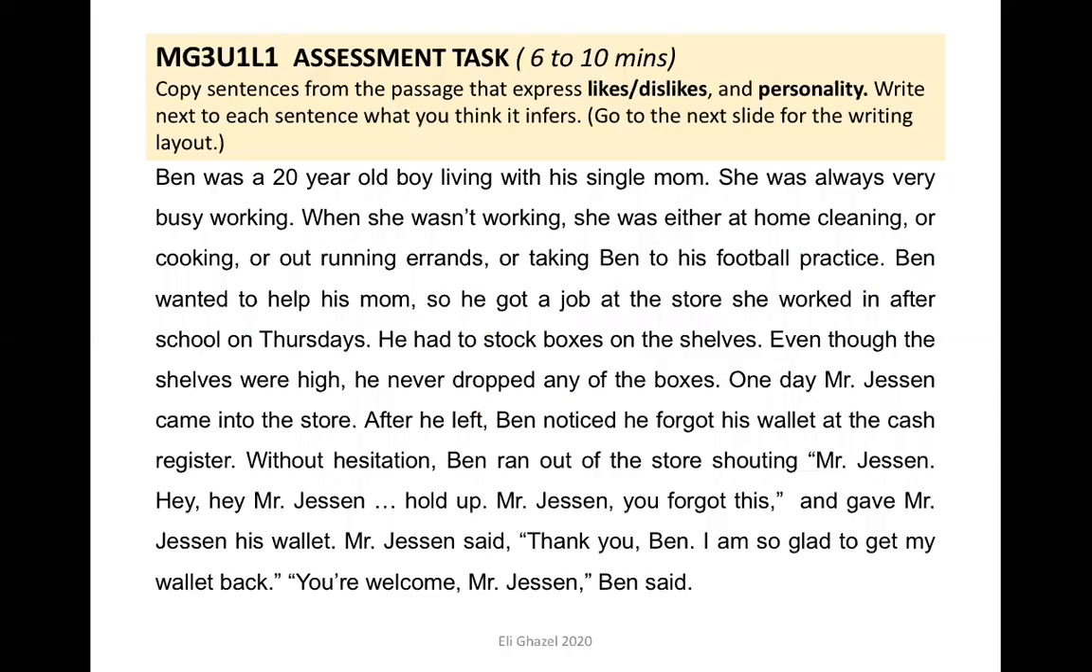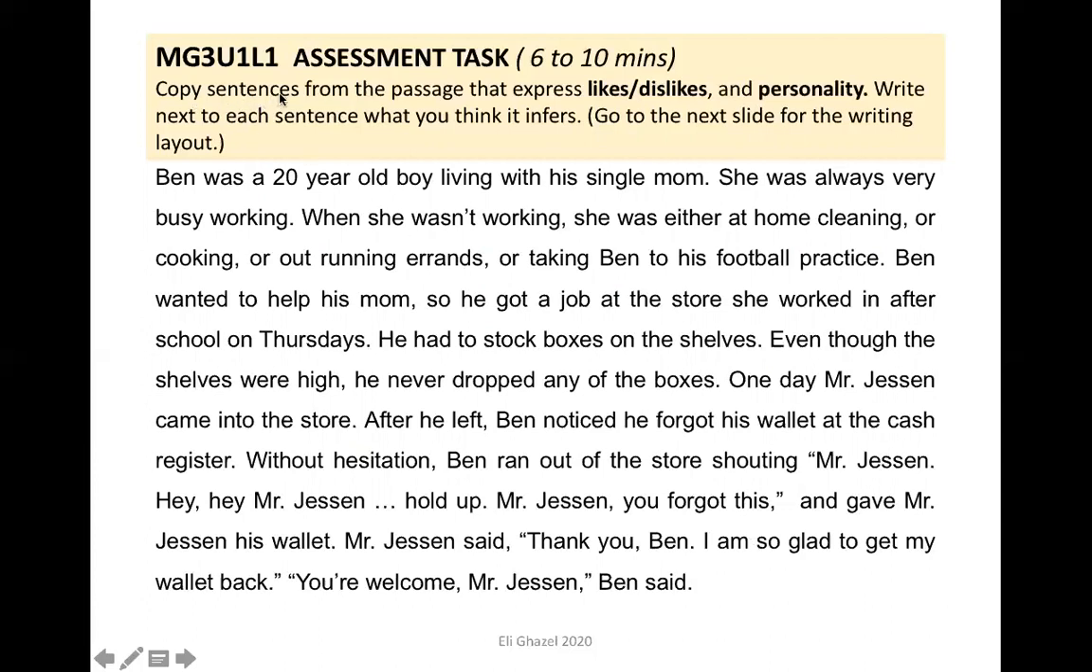Now, again, we finished and we give them the assessment. Notice here, it's mega goal 3, unit 1, lesson 1. This is the assessment task. Before you try to do it, how do we put it in a test? We put exactly the same instructions. We just change the passage. How do we change the passage? Well, we need the specifications.